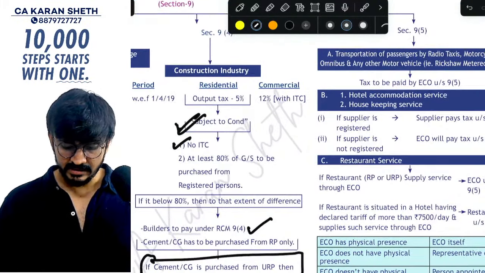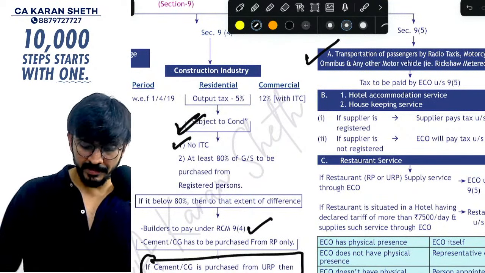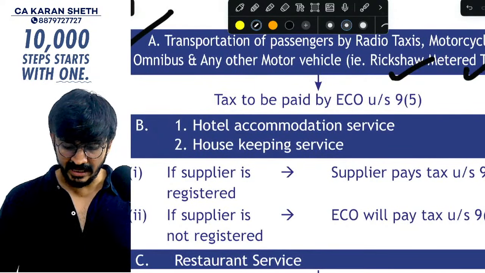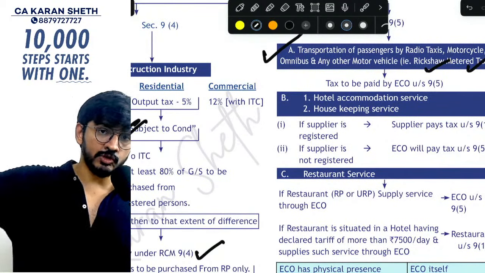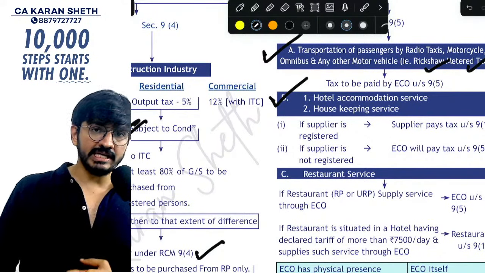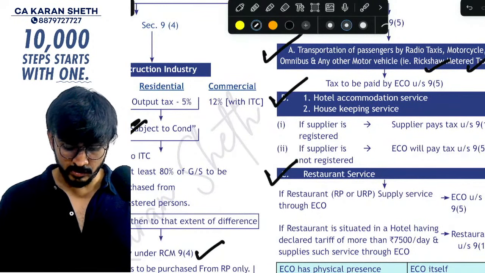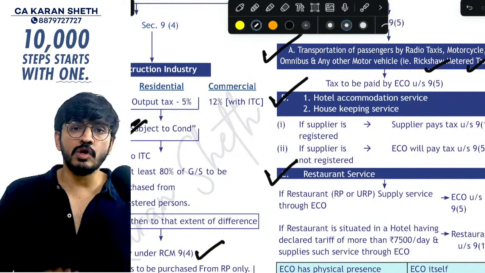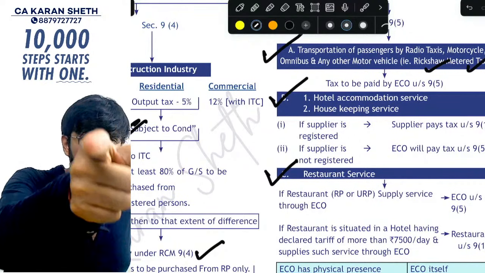There are 3 cases. First, transportation of passenger service through radio taxi, motorcycle, omnibus, and a few other vehicles also added recently. Rickshaw and meter taxis have also been added, so remember that. Also buses, which we book through Red Bus, even that is added. Second is hotel accommodation service and housekeeping service. And the recent addition is restaurant service. Understand, hotel is where we stay, restaurant is where we eat.